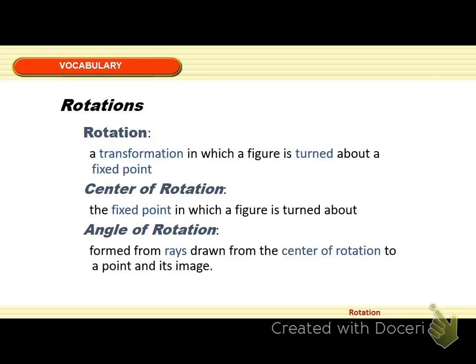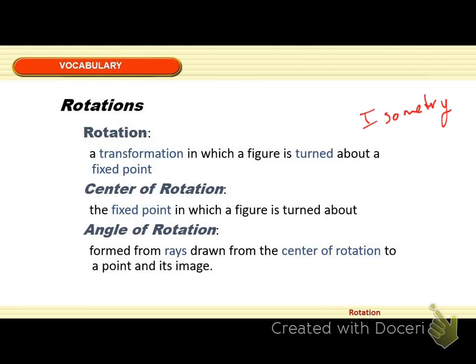Some definitions for you. A rotation is a transformation in which a figure is turned about a fixed point. All we're doing is turning the figure. We're not really changing size or anything, so that means that rotations are going to be an isometry for us. You have to remember what an isometry is, right? It's going to maintain side length and angle measure.